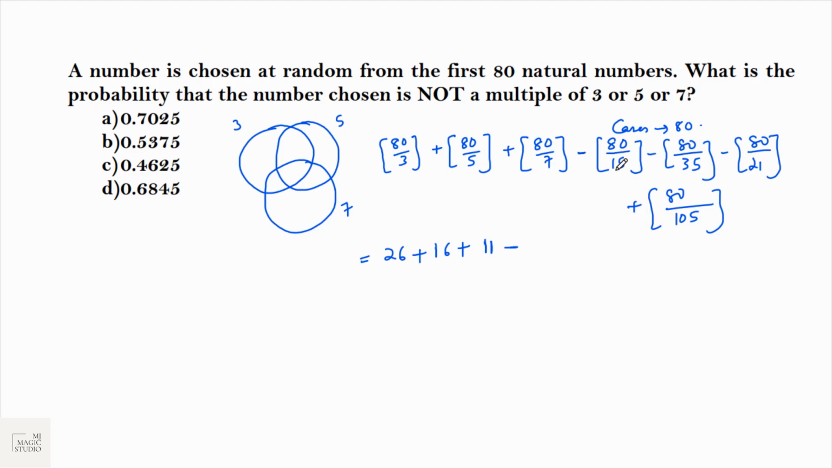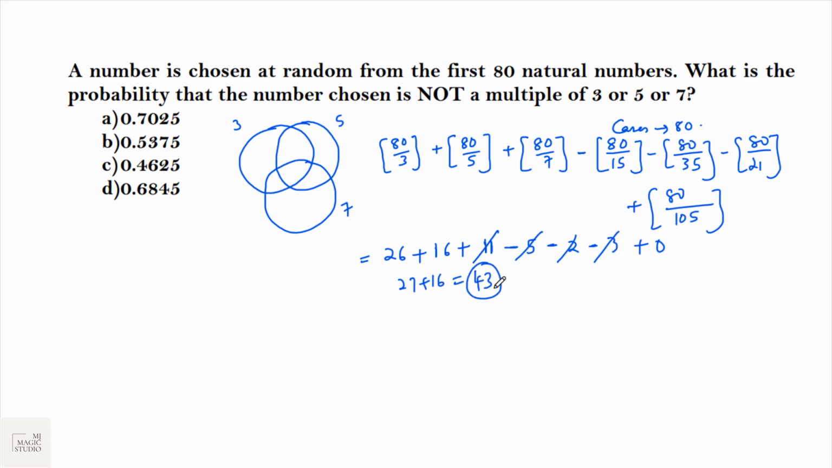Minus 80 by 15, that is 5. Minus 80 by 35 is 2. 80 by 21 would be minus 3. Plus 0, because 80 is not divisible by 105. So this is 6 and we are left with 1. 27 plus 16 is 43.